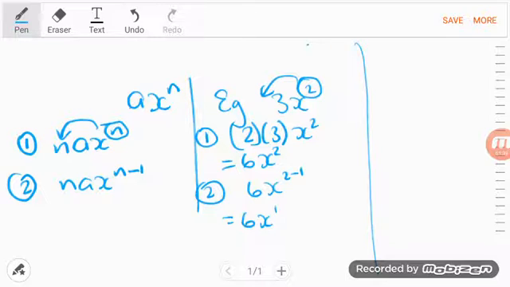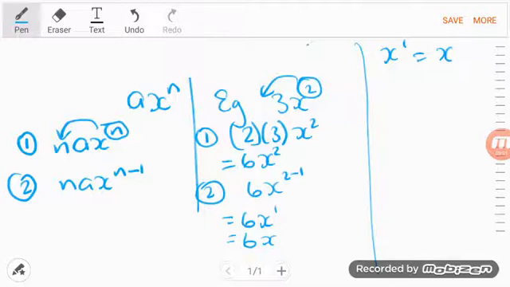Now, bear in mind, anything to the power of 1 is just itself. 2 to the power of 1 is 2, 3 to the power of 1 is 3, and so on. Okay? So I'll leave that there. So when you simplify it, it's just going to be 6x.